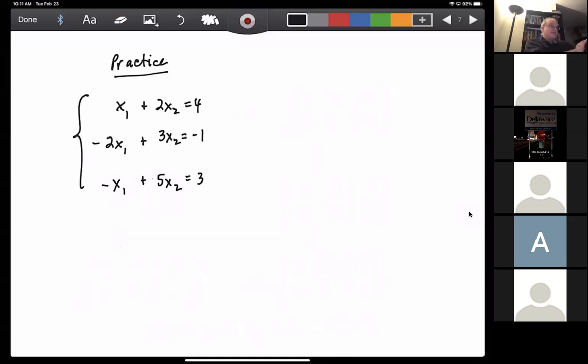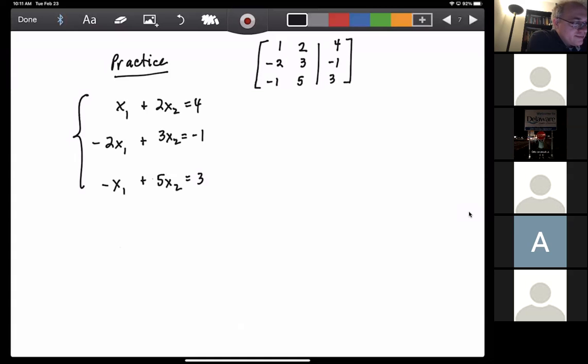Let's say we started from this problem. Okay, so we're going to have 1, 2, 4, -2, 3, -1, -1, 5, 3. All right, so let's go through our elementary row operations to get towards our RREF again.